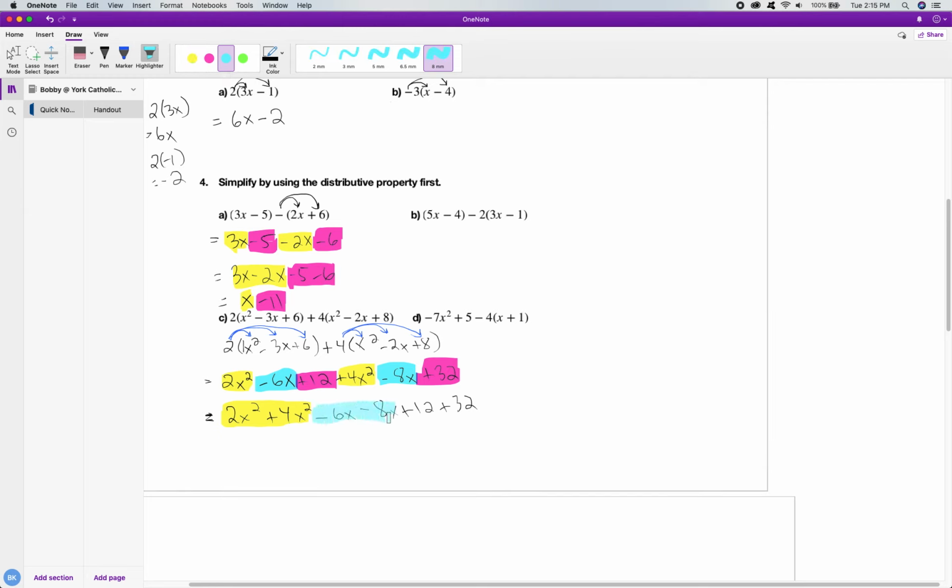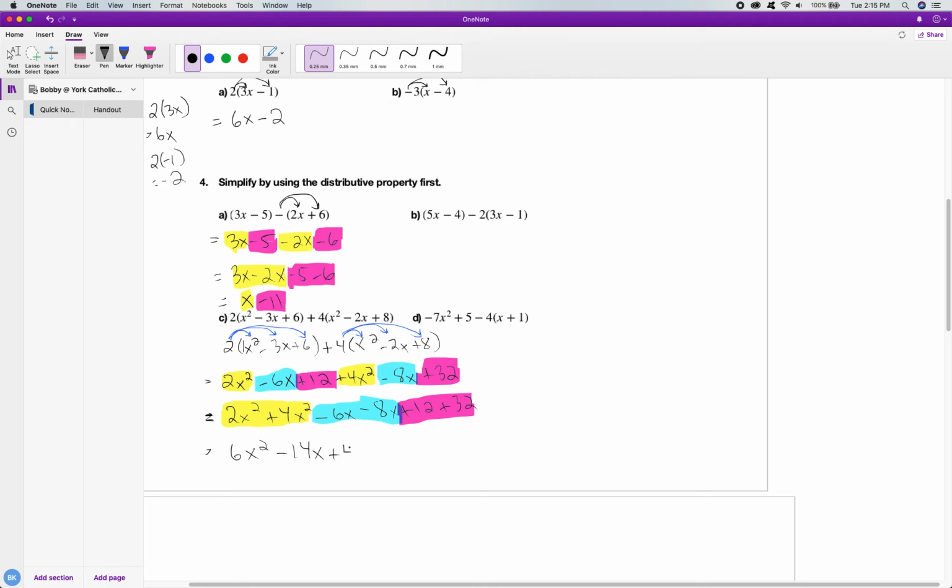Now the blues are together, pinks are together. Yellows together, 2x squared plus 4x squared, 2 plus 4, 6x squareds. I have negative 6 and negative 8. Use your calculator if you don't know this. Negative 14, but there are x's there, right? That's the thing that I was subtracting, x's. So I have negative 14 x's. 12 plus 32 is positive 44.